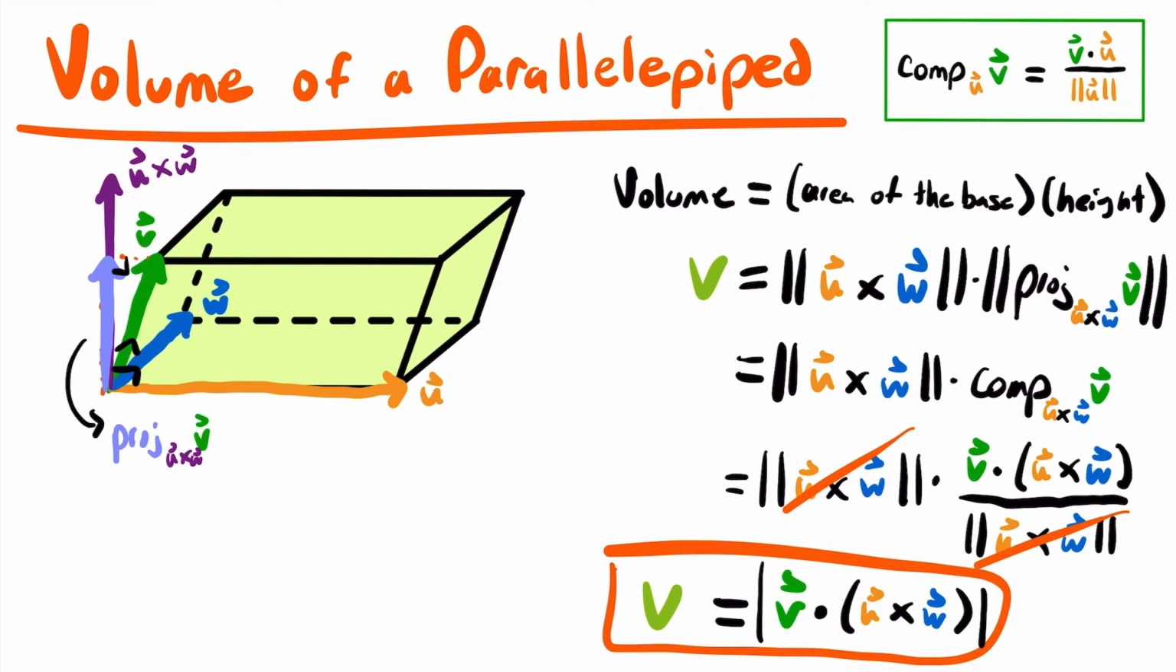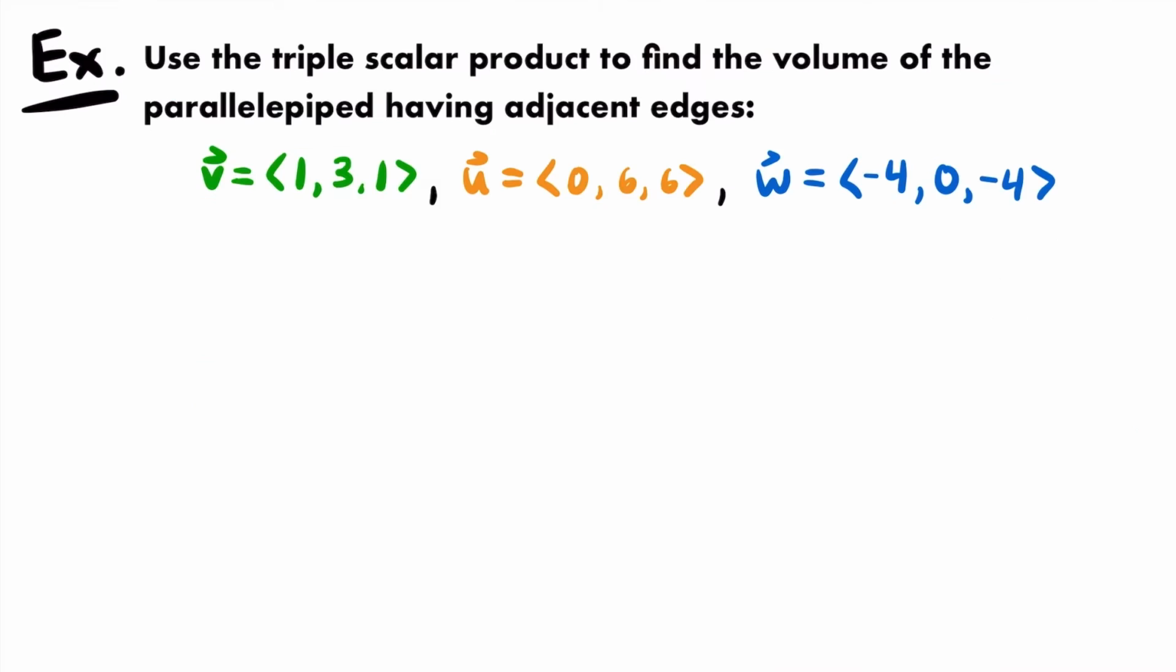And so with that, let's actually take a look at some example problems where we calculate the volume of a parallelepiped. Okay, so here's our first example. We want to use the triple scalar product to find the volume of the parallelepiped having adjacent edges vector v, vector u, and vector w.